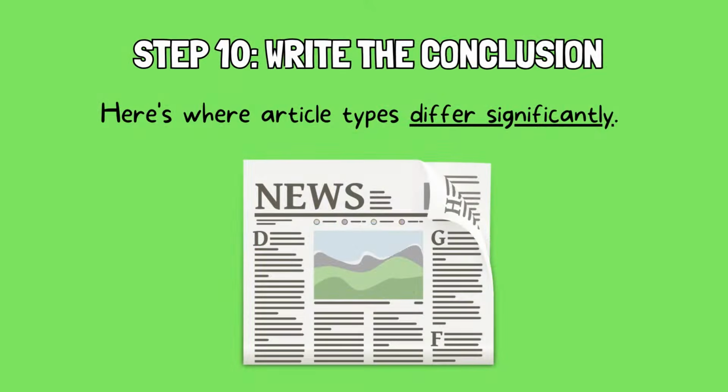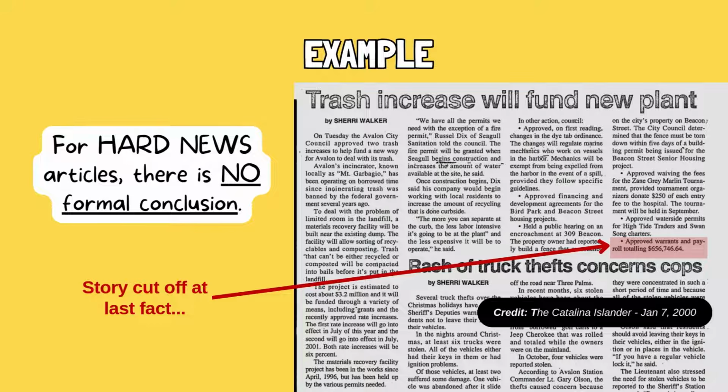Step 10. Write the conclusion. Here's where article types differ significantly. For hard news articles, there is no formal conclusion. The article simply stops when you run out of facts. Your final paragraph contains the least important detail. Why? Because editors might need to cut your story from the bottom to make it fit on the page, and the story must still make sense without that last paragraph.